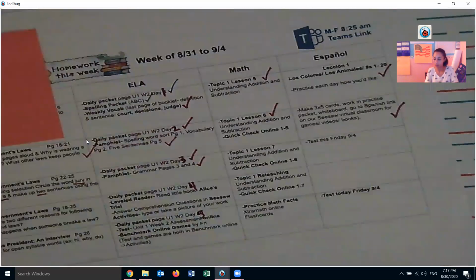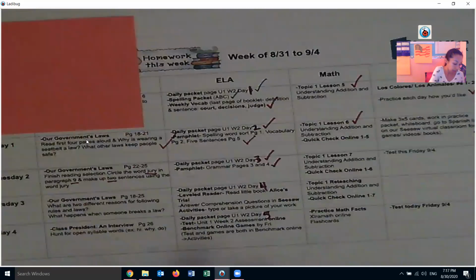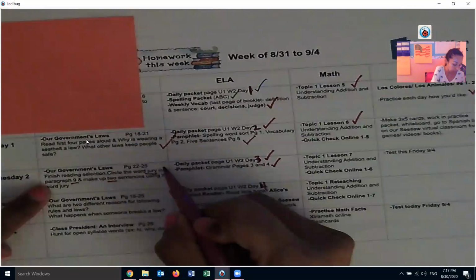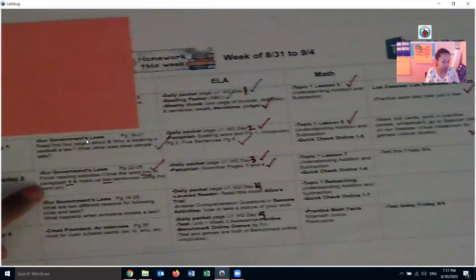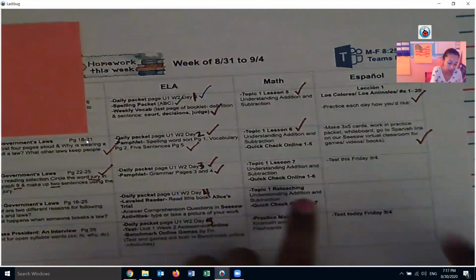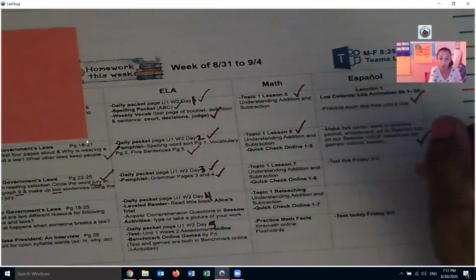Okay, so that is our government's laws 22 through 25 are two sentences. So same as Monday, Tuesday, I'm just going to check us off for Spanish because that's you on your own.